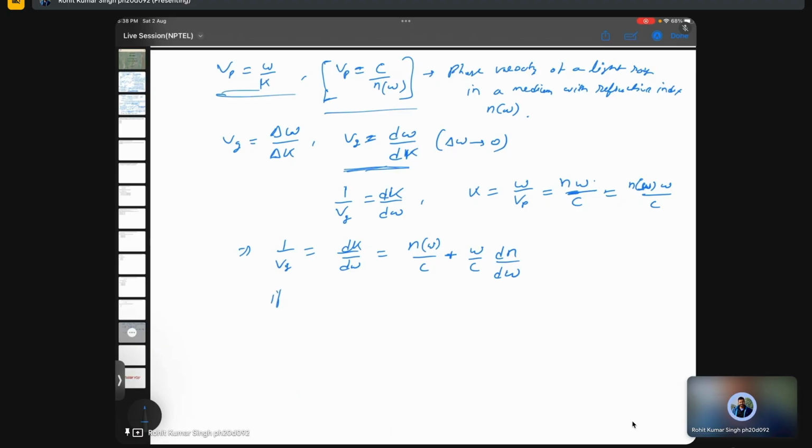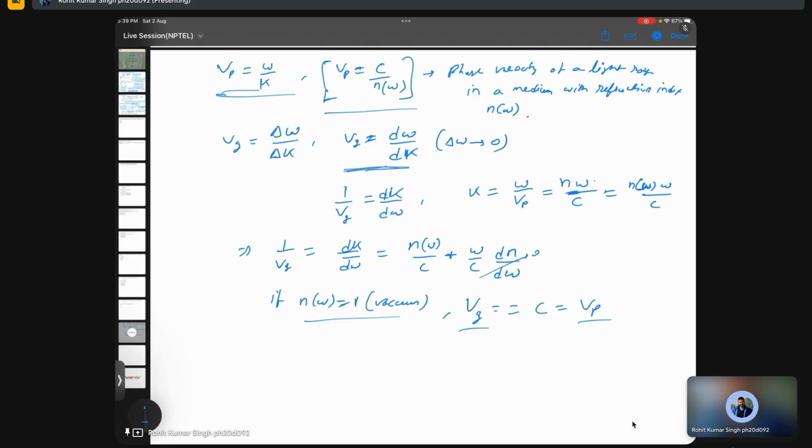Now if you see, if n(omega) is 1, which is true for vacuum, then everything is 1 and this one goes to 0. And n(omega) is 1, and then you get Vg equal to c, which is nothing but the phase velocity. So for a vacuum, group velocity will be equal to phase velocity. But when you have a medium, this condition does not hold.